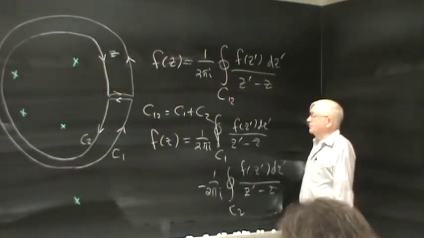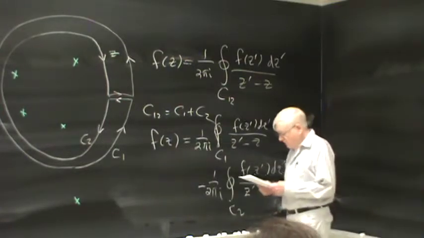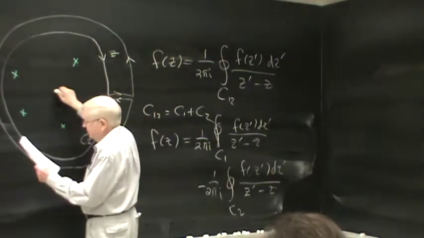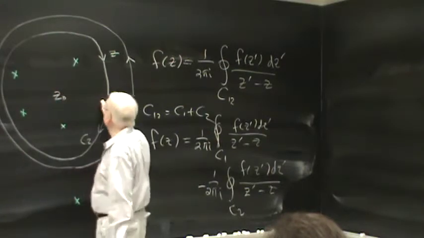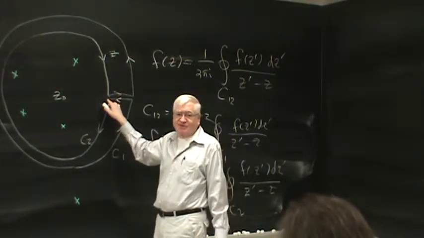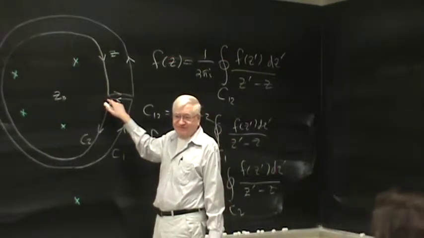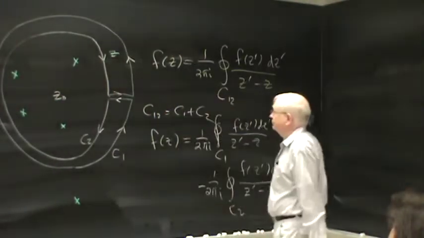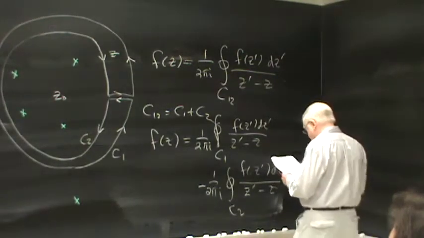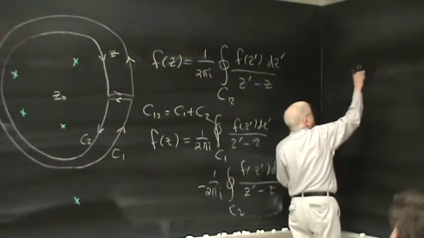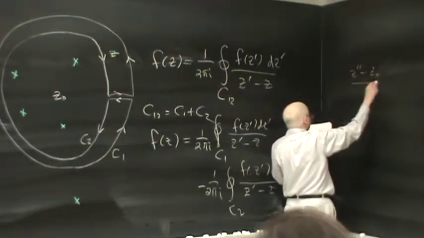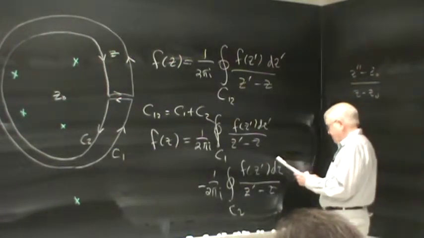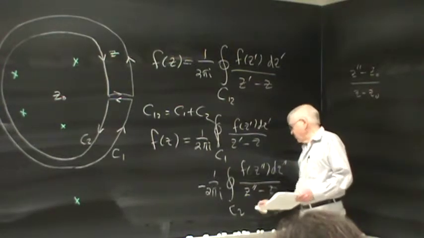The next thing we do, though, is recognize that z0 is the center of both circles. These are circles. I didn't draw them as perfect circles, but I meant to. So C1 and C2 are perfect circles, and z0 is their common center. And so what we can say is that z'' minus z0 over z minus z0, and let me now say which is z''. This one is z''. So z'' is on C2.